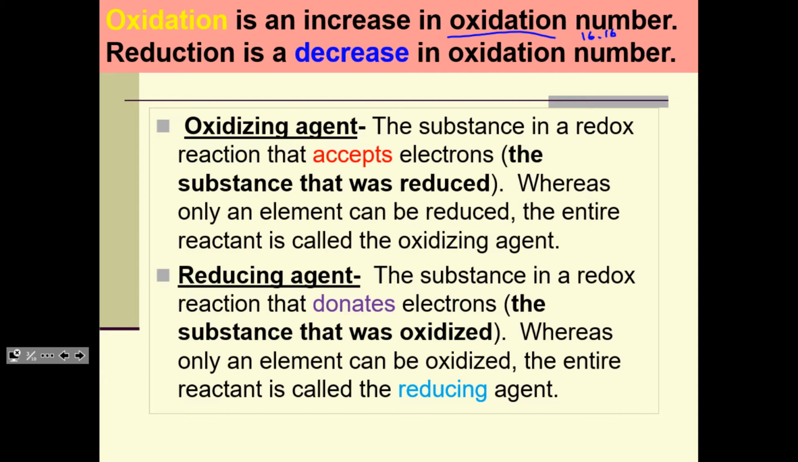So what do we need to take away from this slide? When we are labeling agents, these are going to be the entire chemical compound. Now, when we are labeling what is oxidized and what is reduced, these will be single elements.